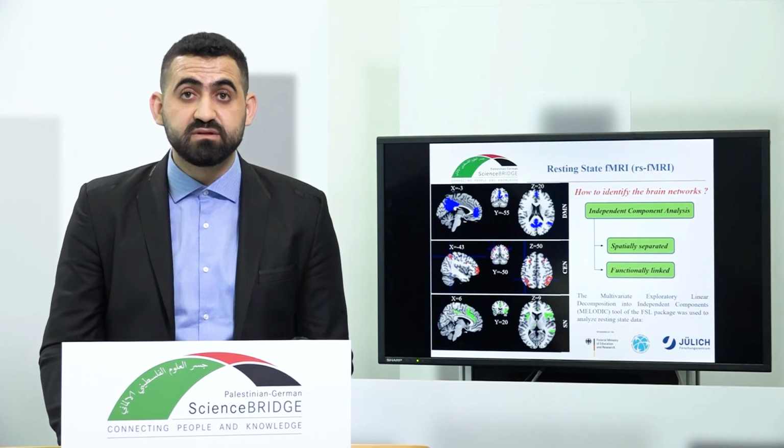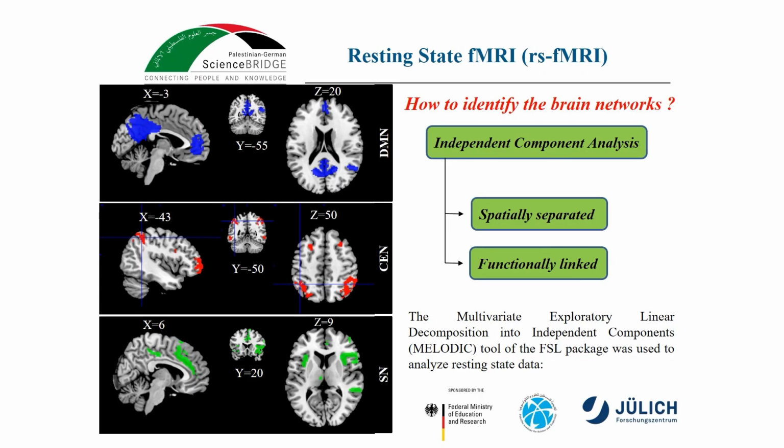The first one is the default mode network, consisting of the posterior cingulate cortex and the medial prefrontal cortex. And then we have the central executive network and the salience network.